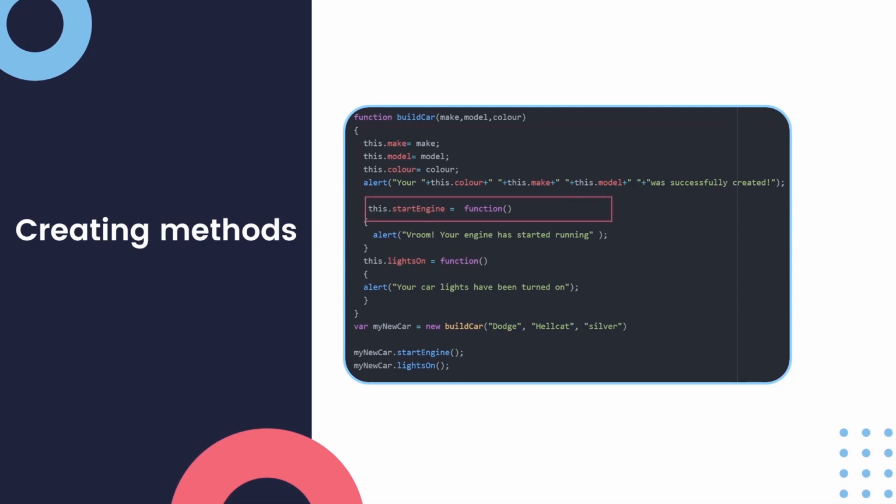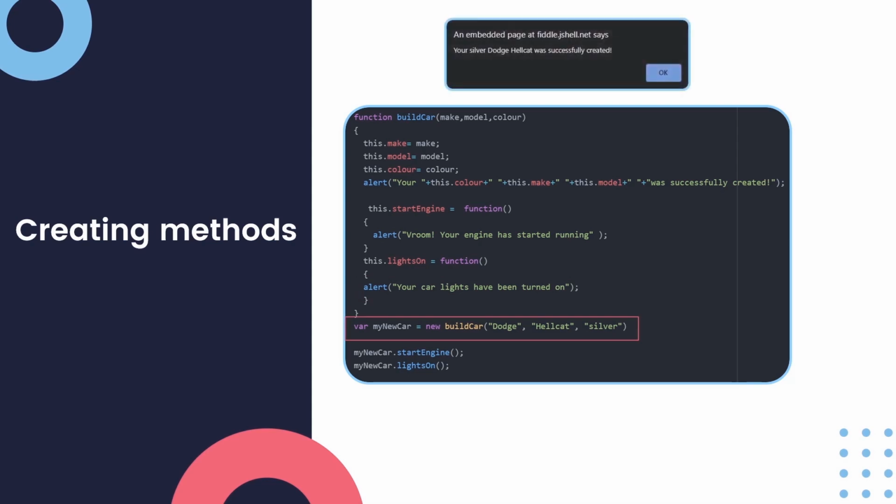And the name of this property is called startEngine, and we associate a function with it. And this function just alerts, vroom, your engine has started running. Great. And then we have another function at the bottom, this.lights. We assign that to a function, and we simply just alert your car lights have been turned on. Now, when we create our new object over here, we are essentially going to get the same output that we did before, because remember, it's part of our function.